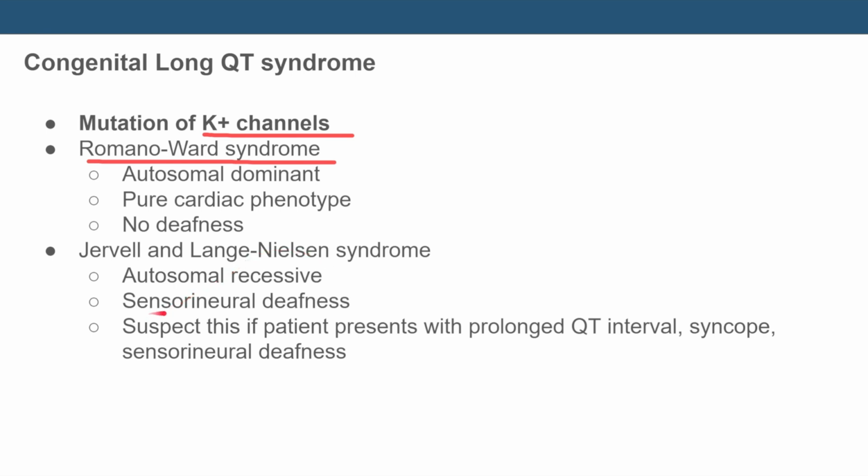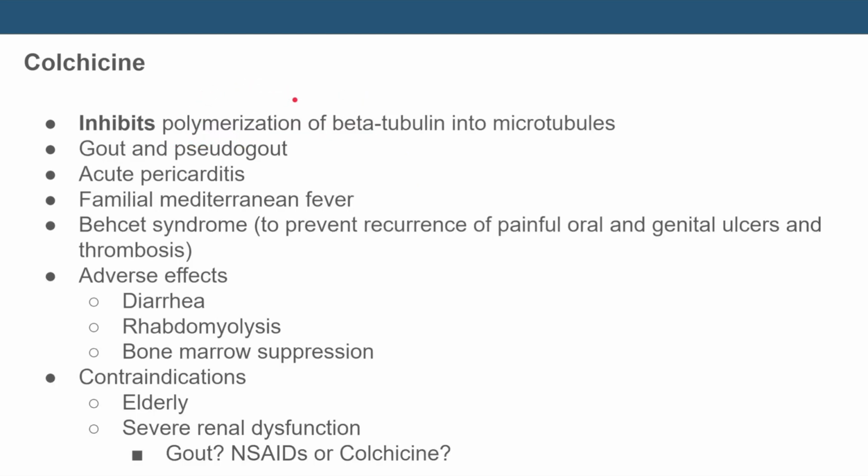And this presents with sensory neural deafness. And for the USMLE, you can suspect this if the patient presents with prolonged QT interval, syncope, and sensory neural deafness. And they're going to ask about the diagnosis, and you can pick Jervell and Lange-Nielsen syndrome. Or they might say mutations of which channels, and you can pick potassium channels.